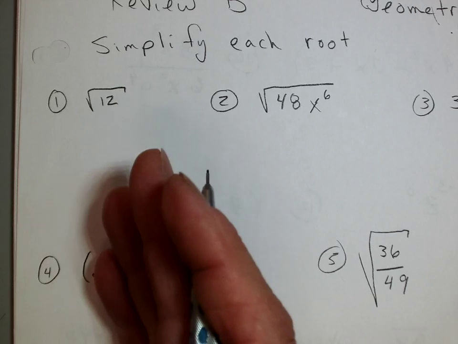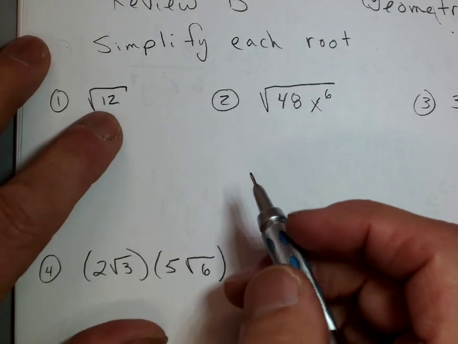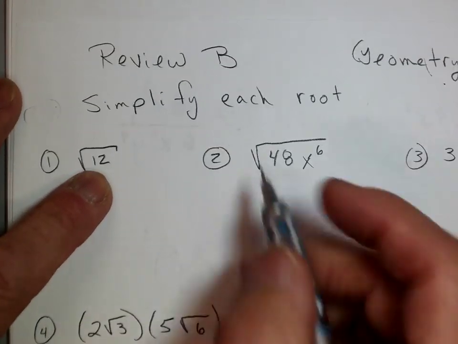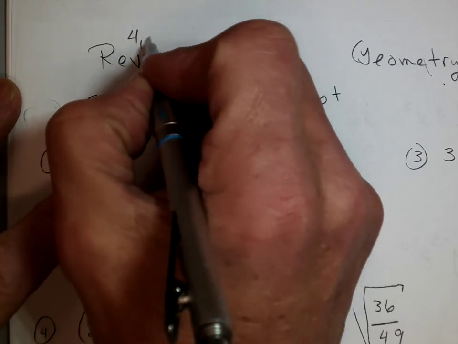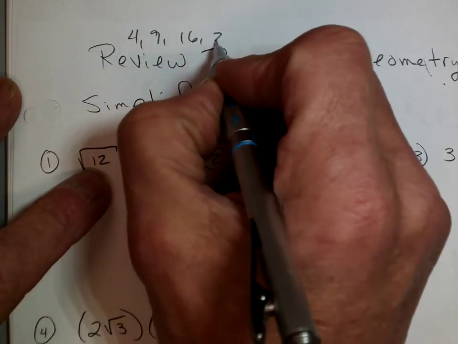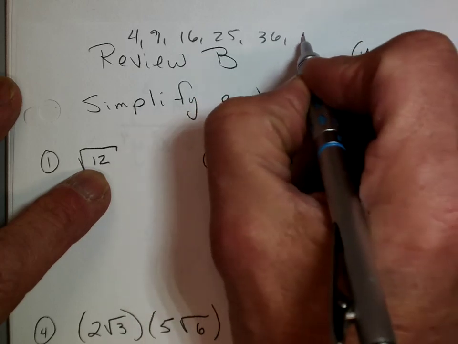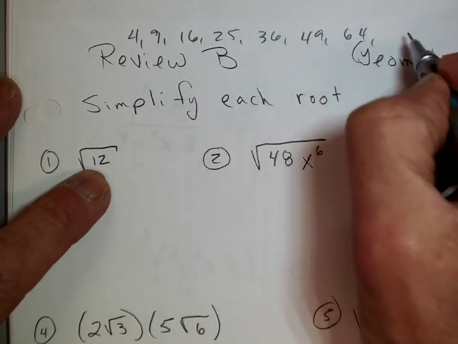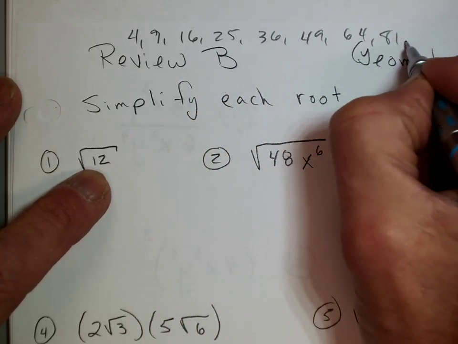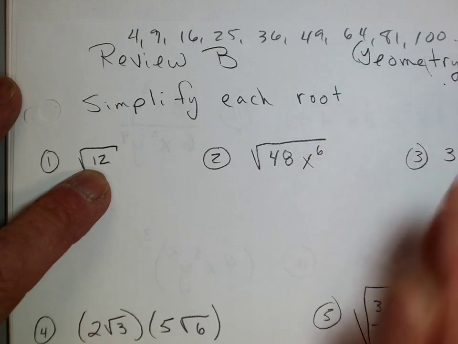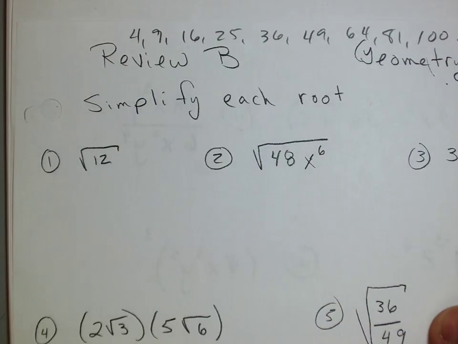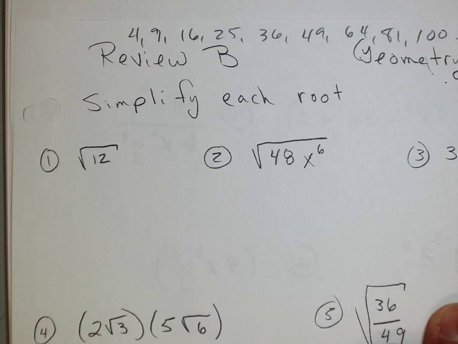So these are on your quiz. These are on your final. So perfect squares. If you don't know your perfect squares: 4, 9, 16, 25, 36, 49, 64, 81, 100, and so on. Okay, these are the perfect squares. So we're going to reduce square roots. These are the numbers we're trying to get, okay?